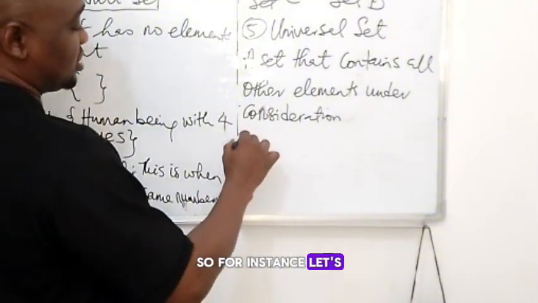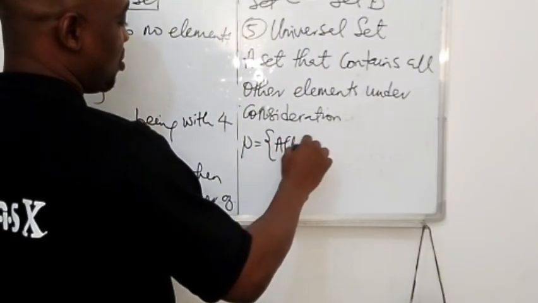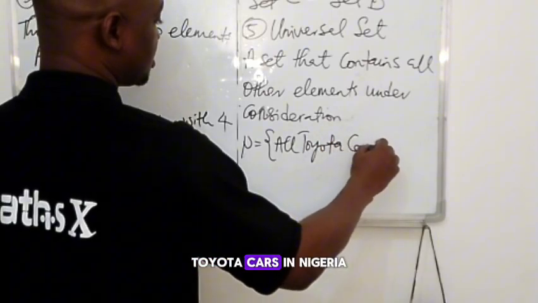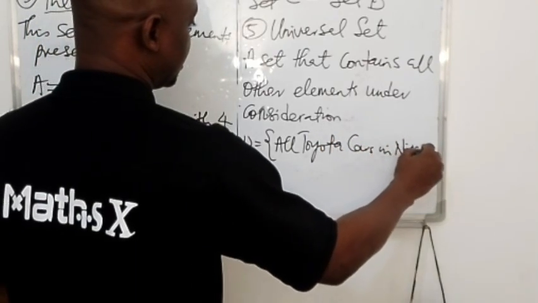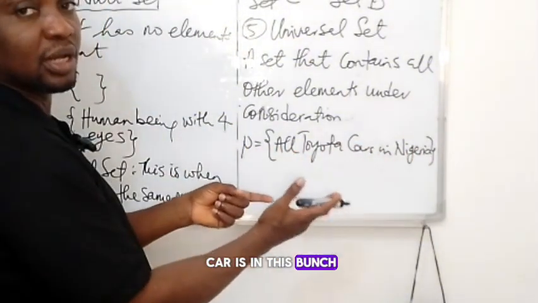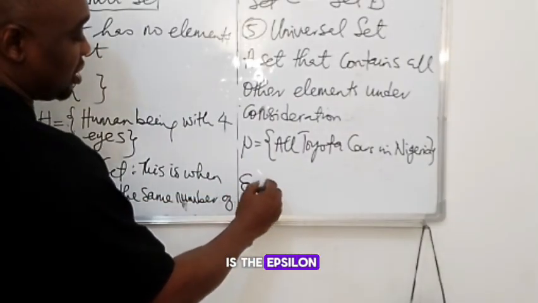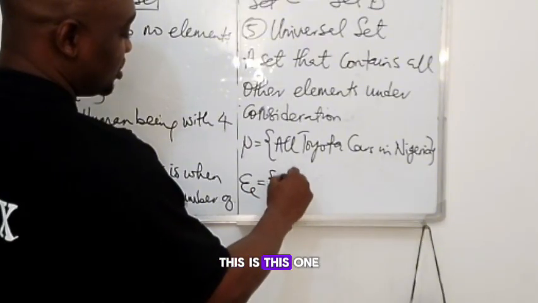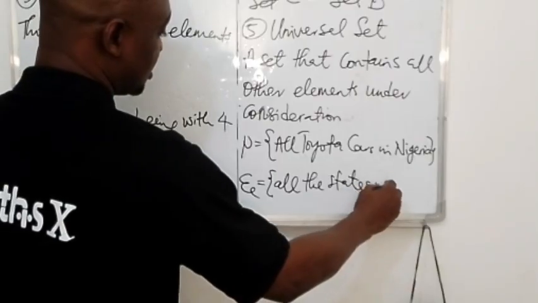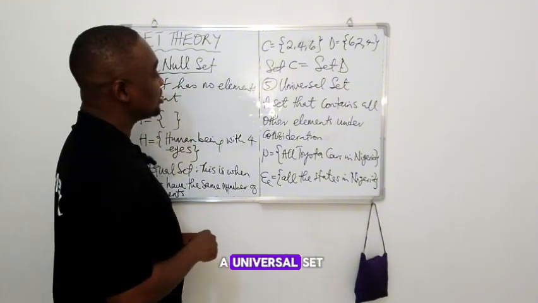So for instance, the symbol is mu. Let's talk about a set containing all Toyota cars in Nigeria. So every other Toyota car is in this bunch as far as it's in what? Nigeria. Then there's another symbol for set, that is the epsilon. This one is a set containing all the states in Nigeria. So that is the symbol for a universal set.